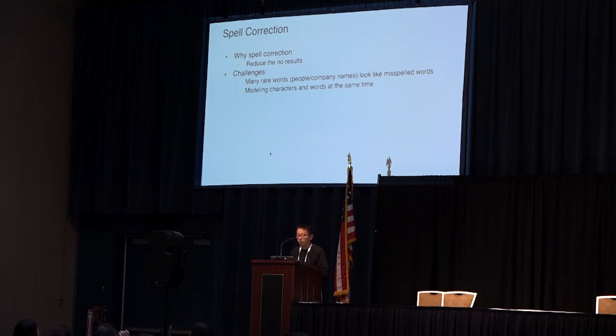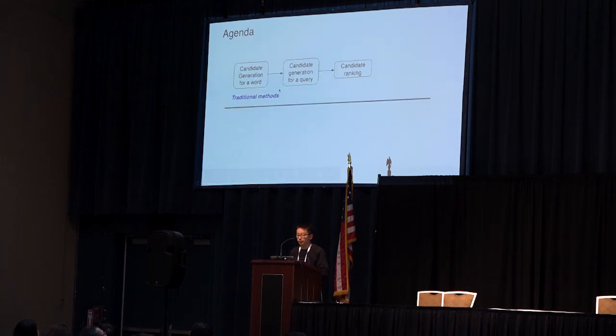And as I mentioned before, in spell correction you have to model the characters and the words at the same time. As usual, we will start with a traditional method. I will first talk about how to generate candidates for a word, and then based on the candidate generation for a word, we can generate candidates for a query, followed by the ranking.